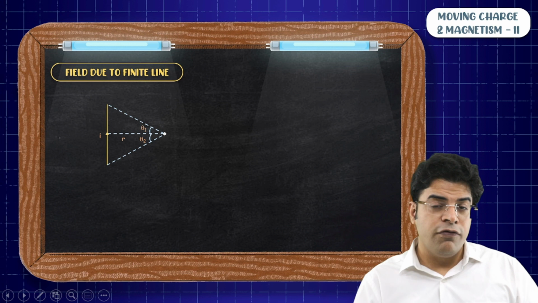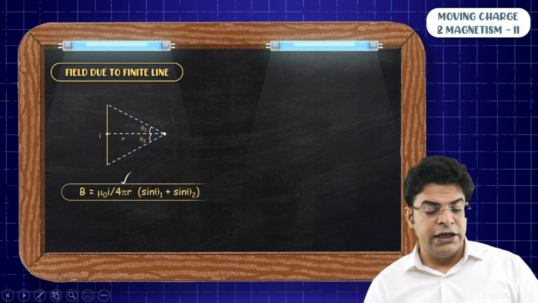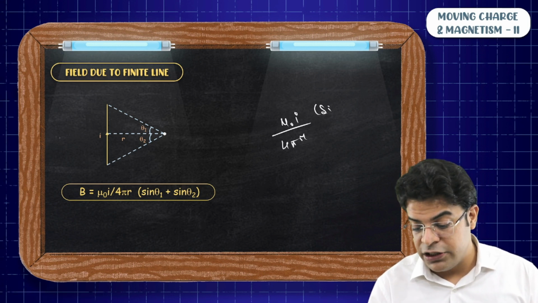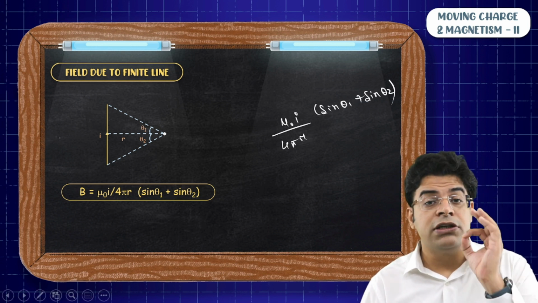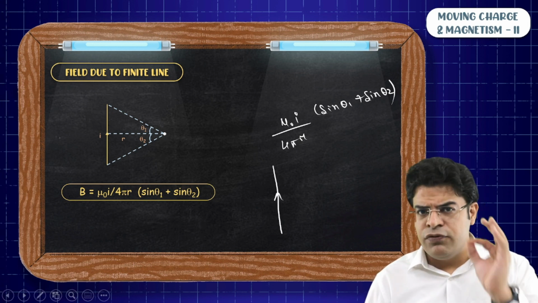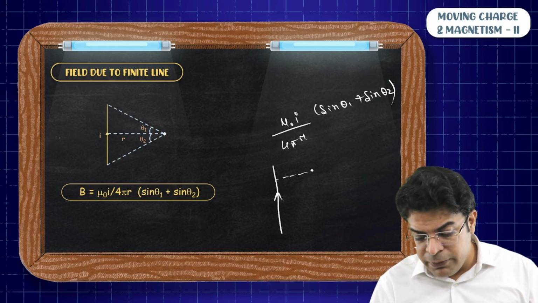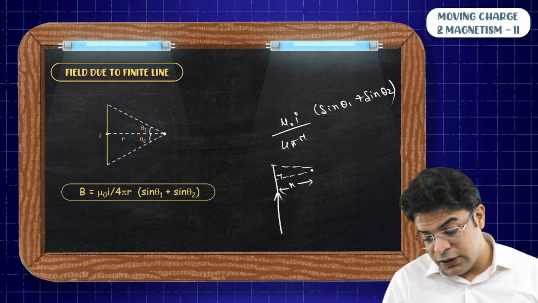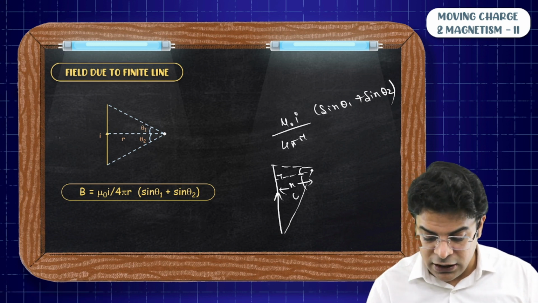So the formula of the magnetic field goes like B equals mu naught I by 4 pi r times (sin theta 1 plus sin theta 2). What is r? If you have this straight wire and you wish to find the strength of the magnetic field here, drop the perpendicular, and the shortest distance is r. So what is theta 1? Join the topmost point. This angle is theta 1. What is theta 2? Join the lowest most point. This angle is theta 2.